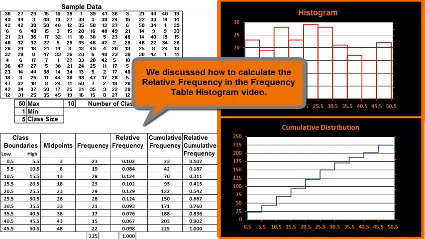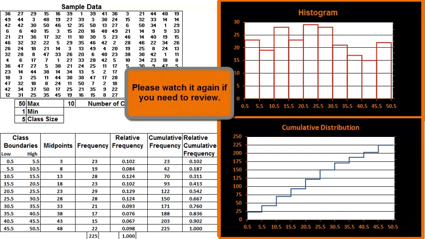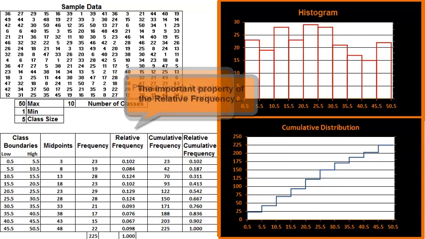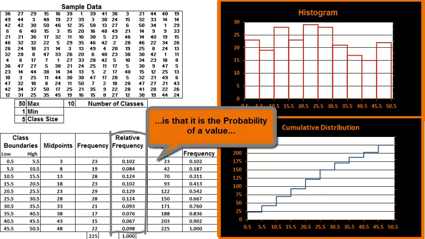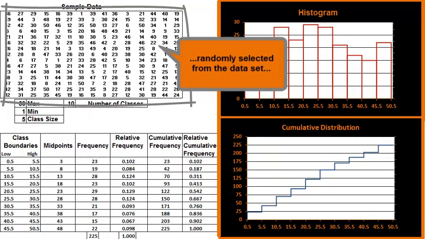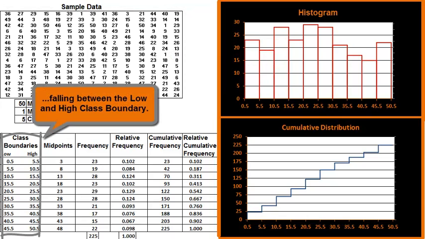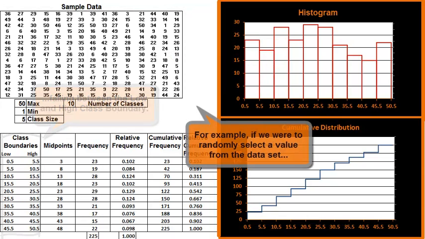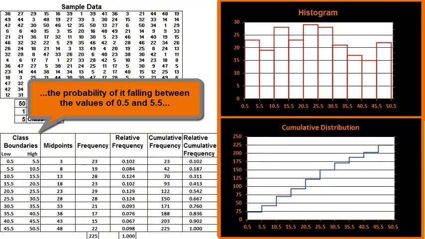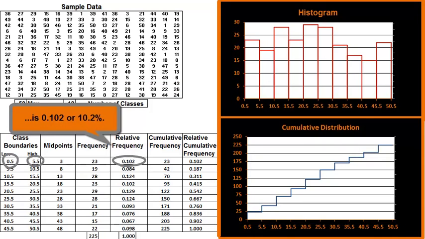We discussed how to calculate the relative frequency in the frequency table histogram video. Please watch it again if you need to review. The important property of the relative frequency is that it is the probability of a value, randomly selected from the dataset, falling between the low and the high class boundary. For example, if we were to randomly select a value from the dataset, the probability of it falling between the values of 0.5 and 5.5 is 0.102, or 10.2%.